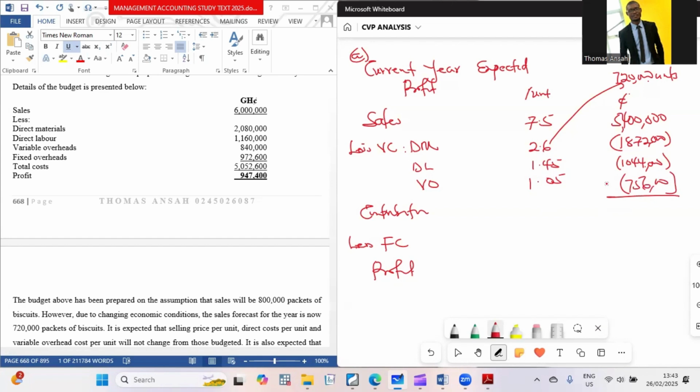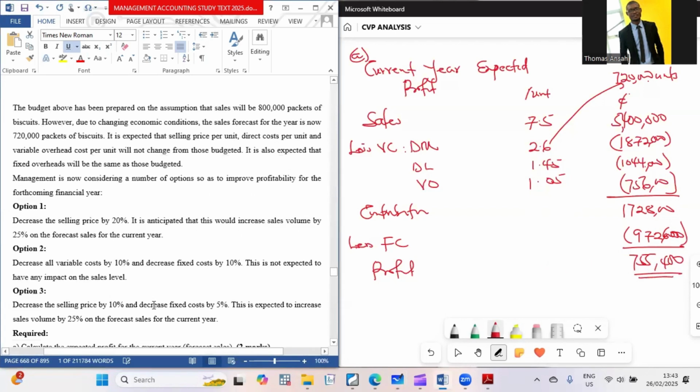So I have 5,400 minus 1872 minus 1044 minus 756. That gives me 1728. Then fixed cost doesn't change. That is 972,600. So what is profit? 1728 minus 972.6. Profit is 755,400. So this is what you do, and you get 2 marks for that. It's flexing, right? 2 marks.